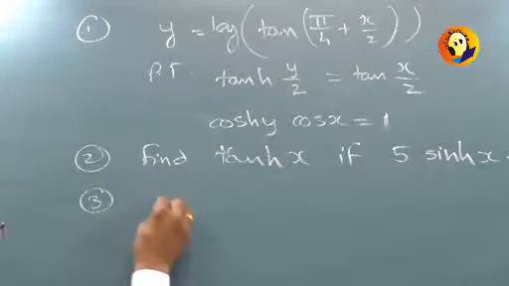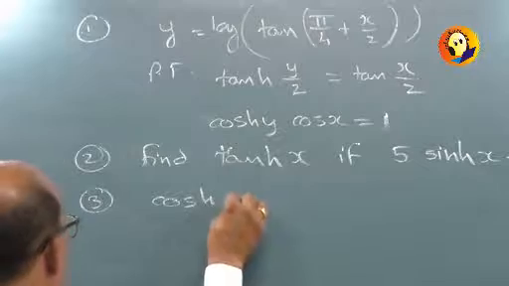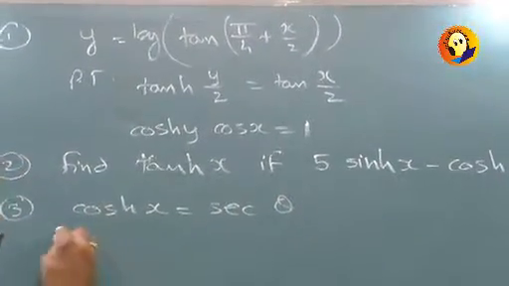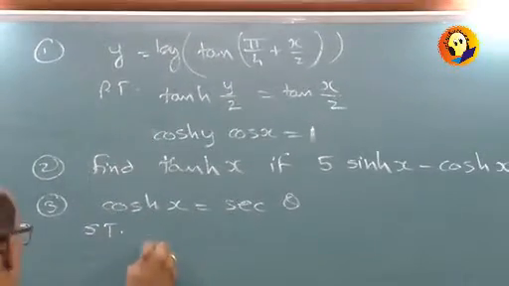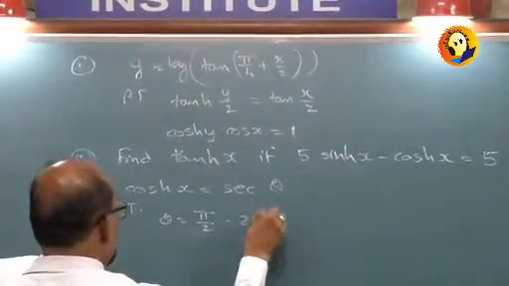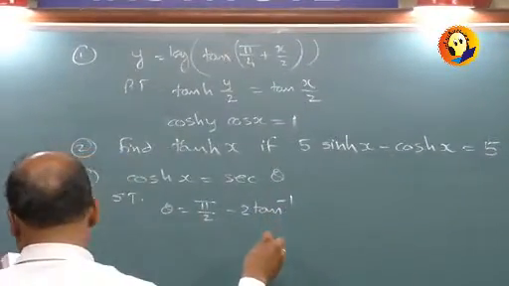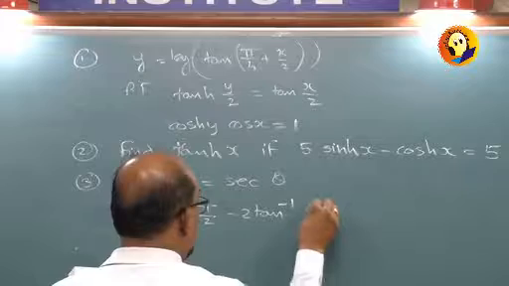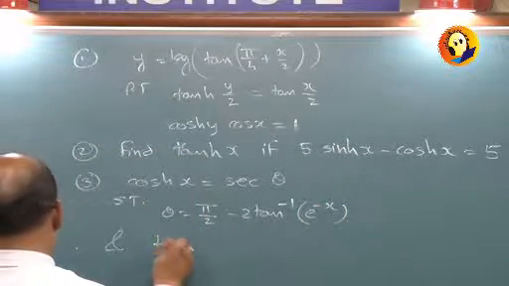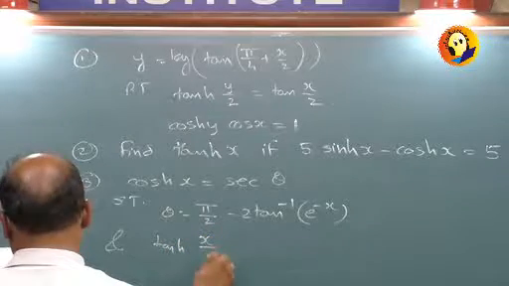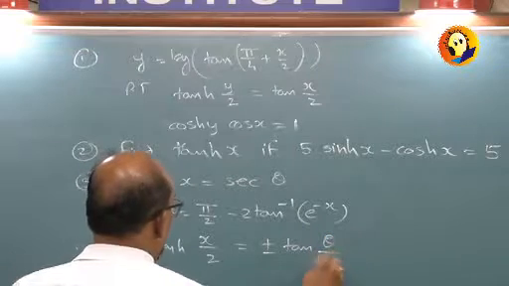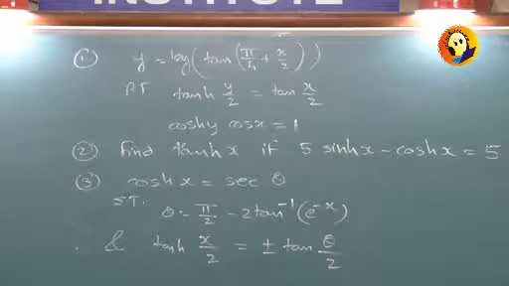Third, cosh x is equal to sec theta. Show that theta equal to pi by 2 minus 2 tan inverse e raised to minus x and tanh x by 2 equal to plus or minus tan theta by 2. So a set of 3 problems.